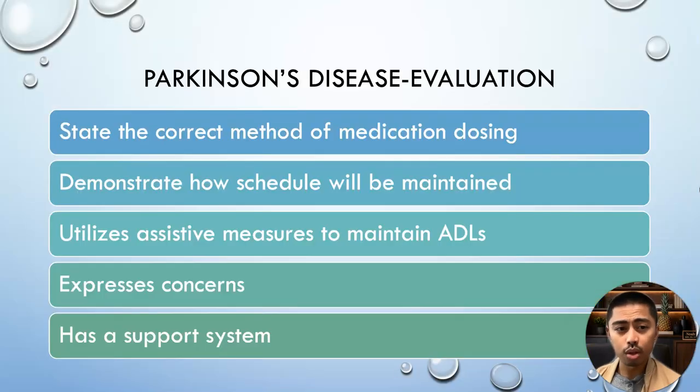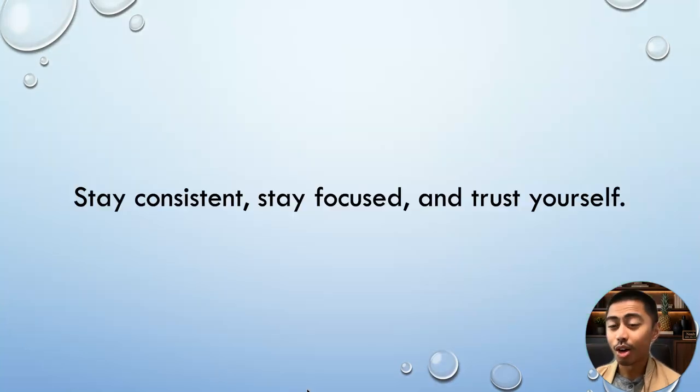So for the evaluation of this, knowledge of their medications is going to be important. So the patient has to be able to state the correct med dosing and timing, or someone needs to help them with that. They need to also demonstrate their ability to maintain daily schedule and routines. They have to make sure that they can utilize assistive devices to help maintain independence and be able to do those ADLs. We've got to make sure they're able to express concerns related to their condition, and they have to be able to identify and use available support systems, because again, this group of patients is going to be at high risk.